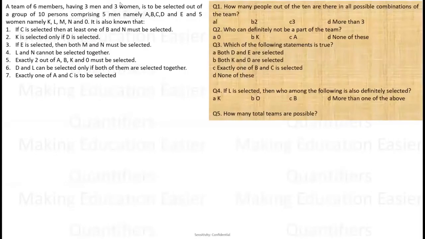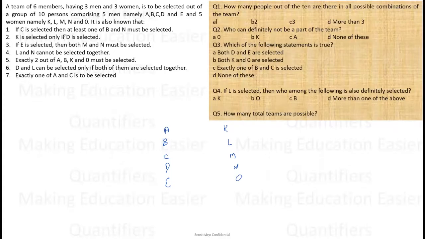Okay. Now let's see today's set. It says a team of 6 members having 3 men and 3 women is to be selected out of a group of 10 persons comprising 5 men A, B, C, D, E and 5 women K, L, M, N, O. So A, B, C, D, E are 5 men. K, L, M, N, O are 5 females. So I have to make a team of 3 from both. So this is how it goes.